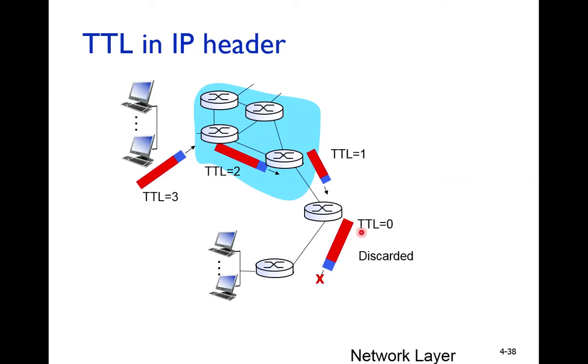Because its time to live has expired. So the TTL value is used. Why? It basically defines the liveness of the packet in the network. If a node transmits a packet and its destination is not present in the network, it will keep moving on.